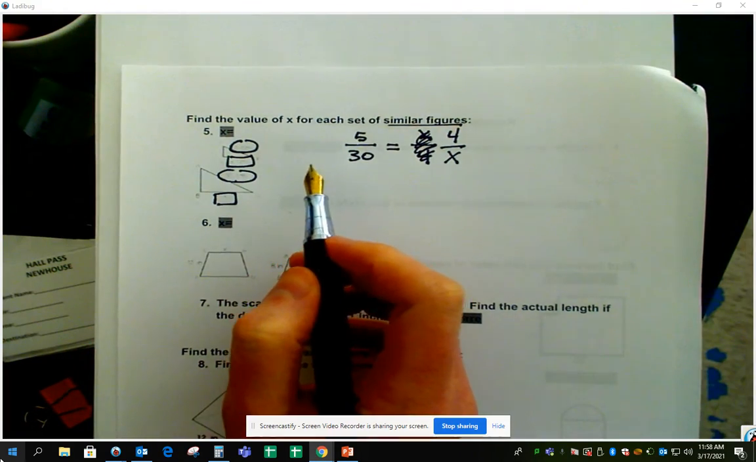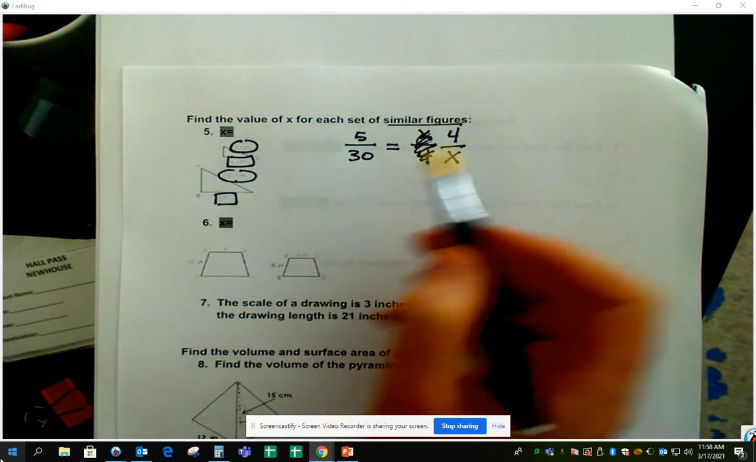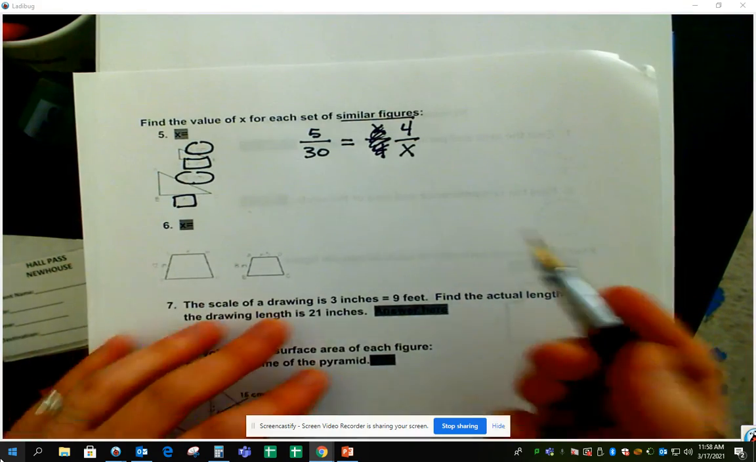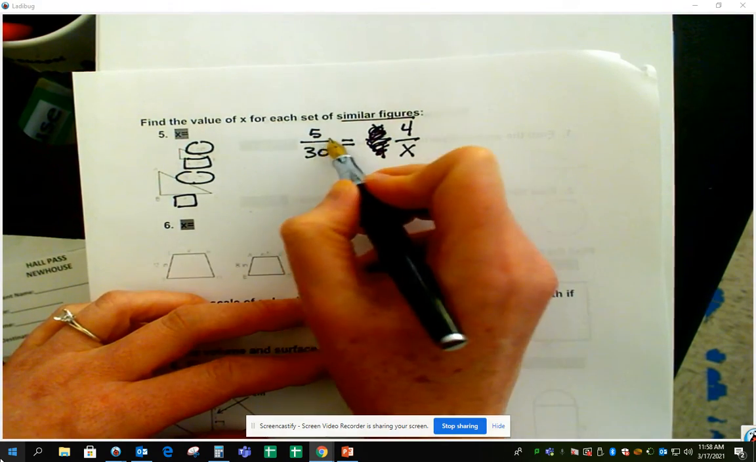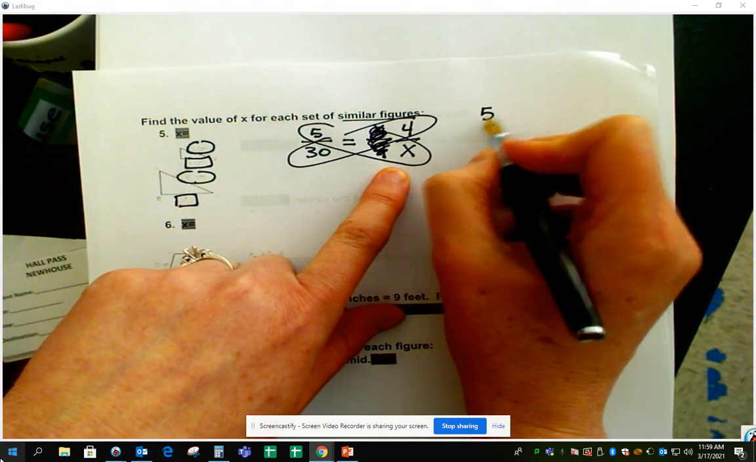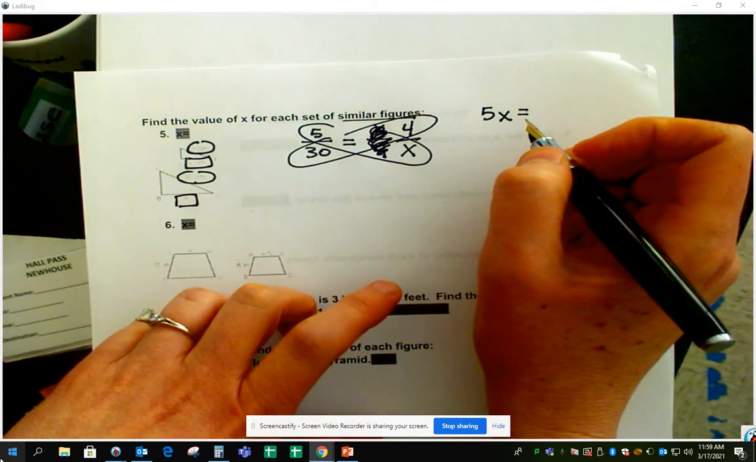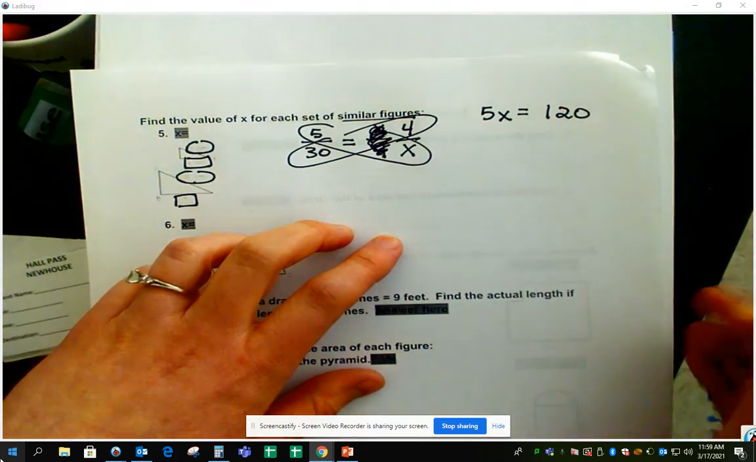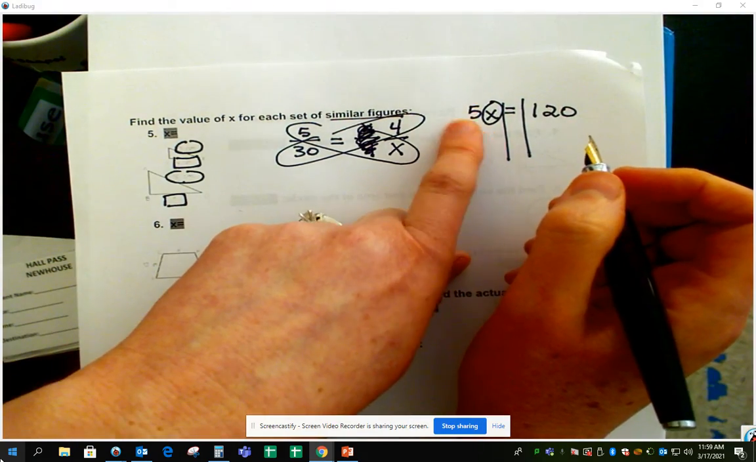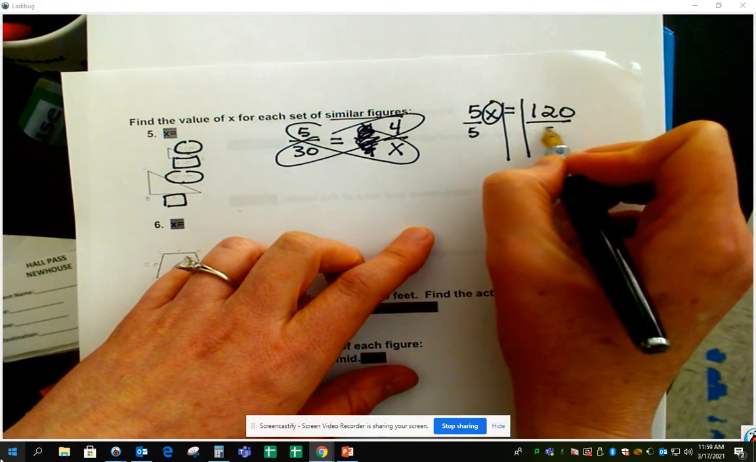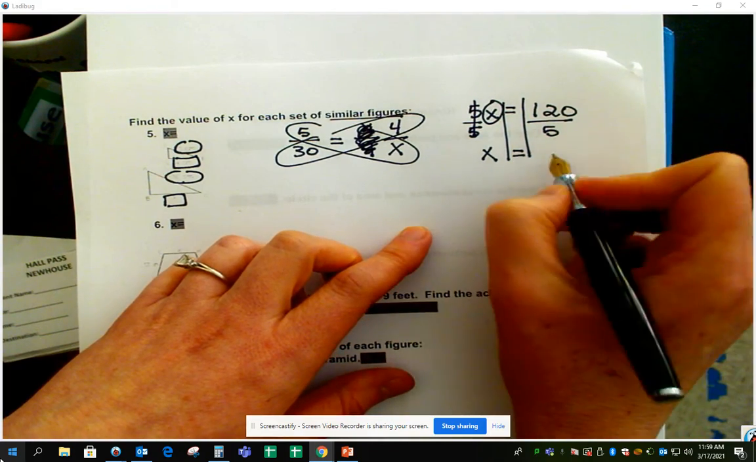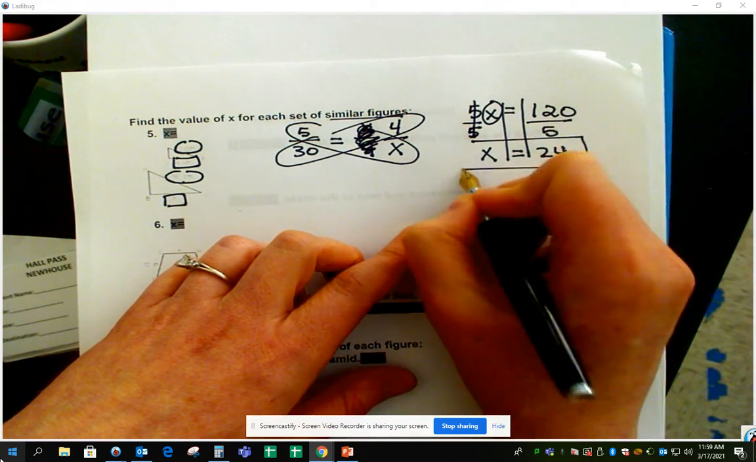All right, 5 to 30. 4 to X. Yep, okay, that works. So now remember that we need to cross multiply. 5 times X is 5X, and 30 times 4 is 120. Okay, then we solve for X. To get X by itself, I need to divide by 5. 5 goes into 5 one time, there's X. 120 divided by 5 is 24. So X equals 24 for that one.